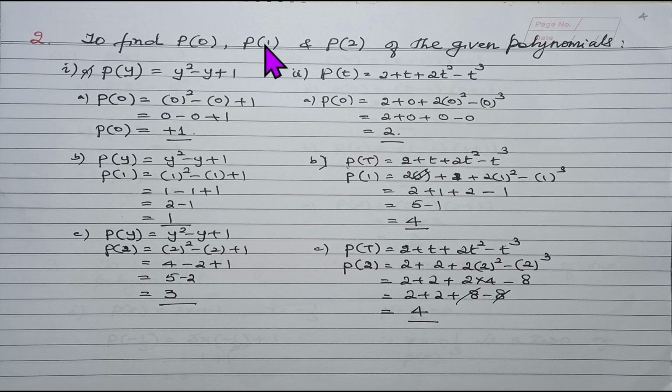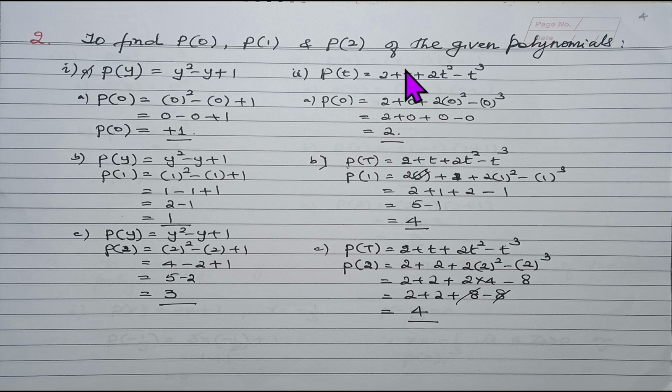And find out P1 now, where y is there, put 1, so y square minus y plus 1 becomes 1 square minus 1 plus 1. 1 square is 1, minus 1 plus 1, that is 2 minus 1, that is 1. And for P of 2, wherever y is there, put 2, so it is 2 square minus 2 plus 1, so 4 minus 2 plus 1, 5 minus 2, that is 3.